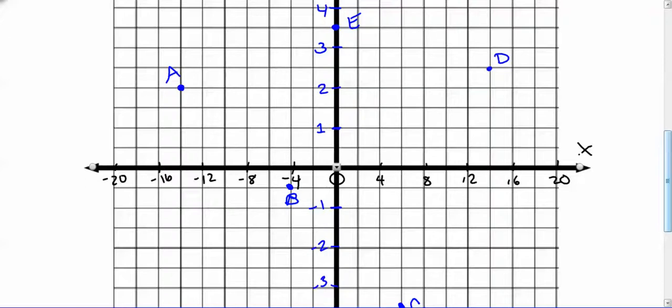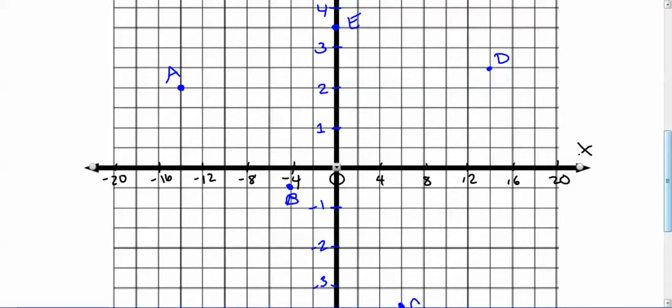It's not in a quadrant, it's on the y axis, right? So what coordinate was 0 for point E? Ava? The x coordinate is 0. If the x coordinate is 0, that means it's going to be on the y axis. All right, any questions about this? What questions do you have? Anything? Kayla, no? Nothing?